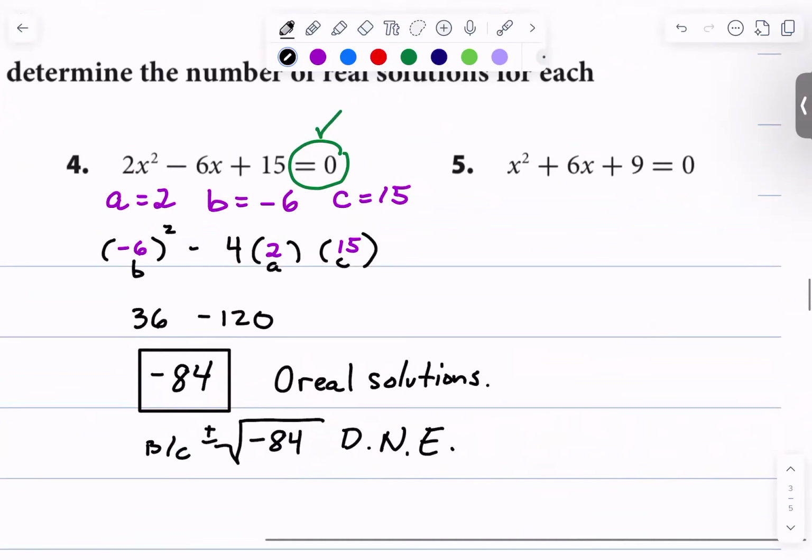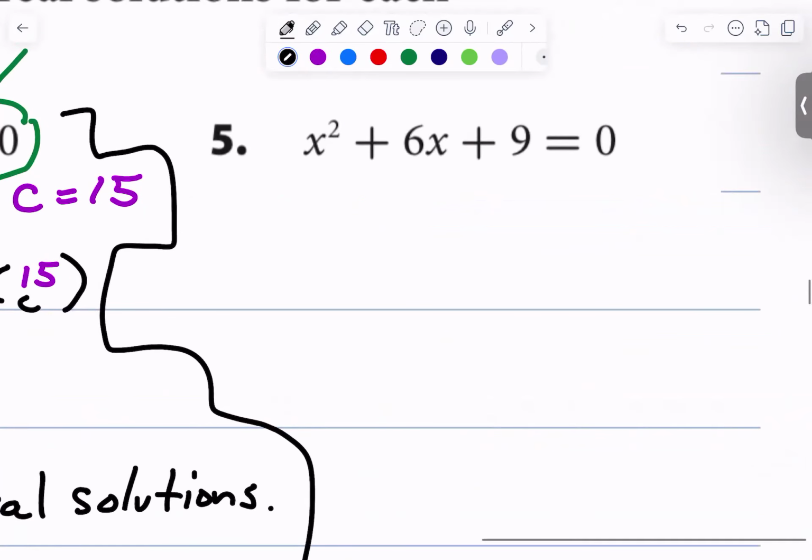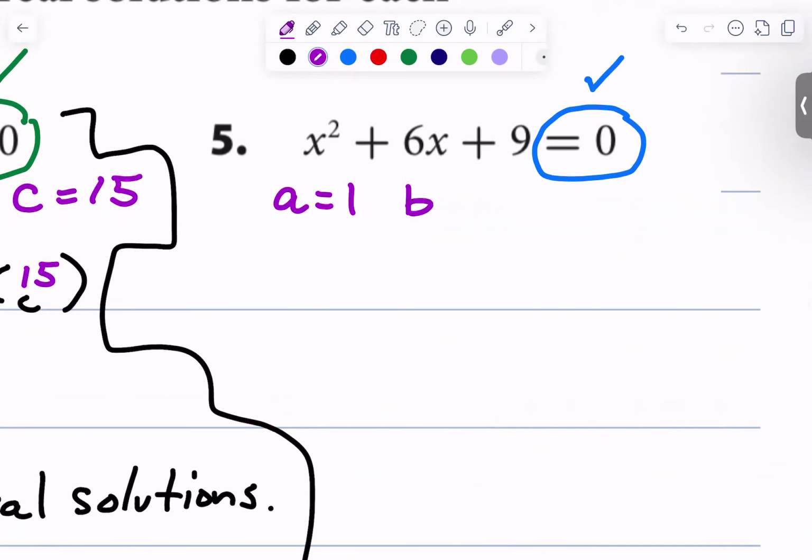Okay, the last one here. x squared plus 6x plus 9 equals 0. So it equals 0, so that's a check. So my a value here is 1. My b value here is 6. My c value here is 9.